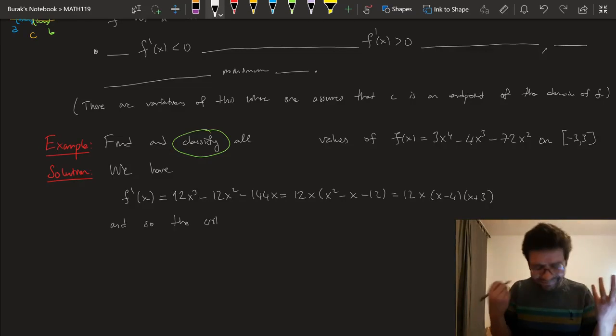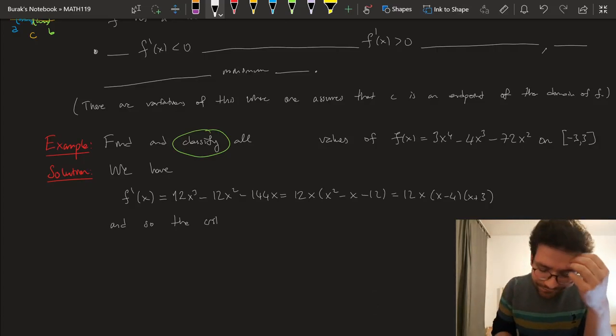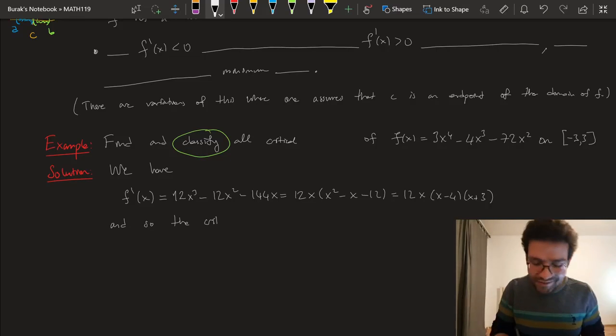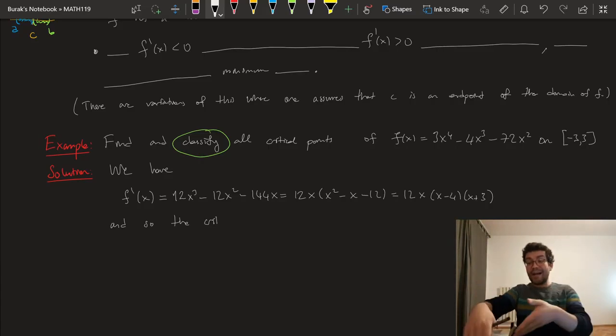Classifying extreme values. Okay, what I mean is I want you to find and classify all critical points. The other question can also make sense, but I don't want to deal with endpoints myself, so I'm just going to say find and classify all critical points. Classifying critical points means you try to figure out whether those critical points give you a local maximum, local minimum, or maybe absolute maximum or absolute minimum, okay?